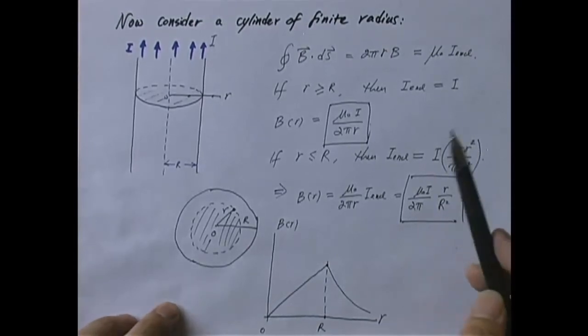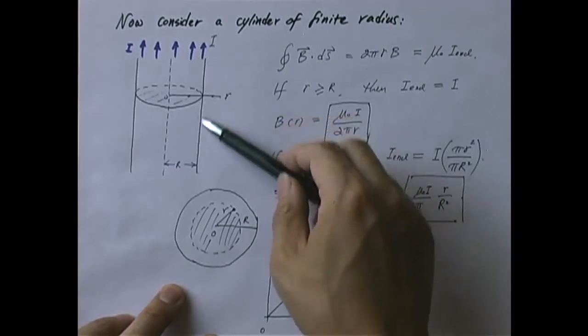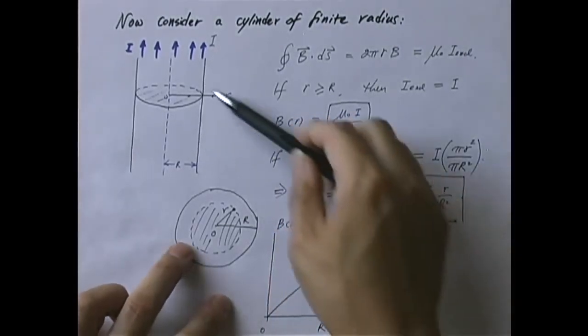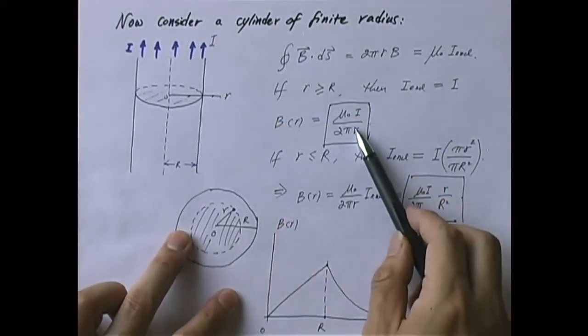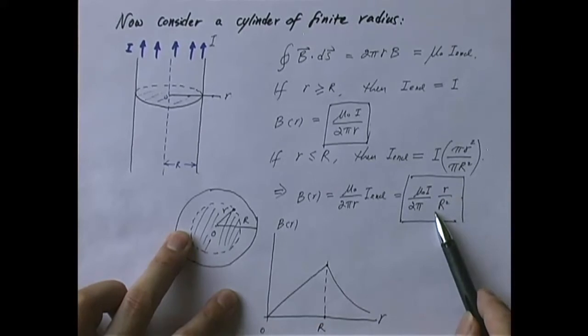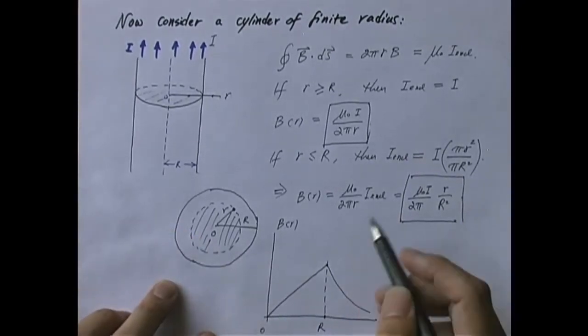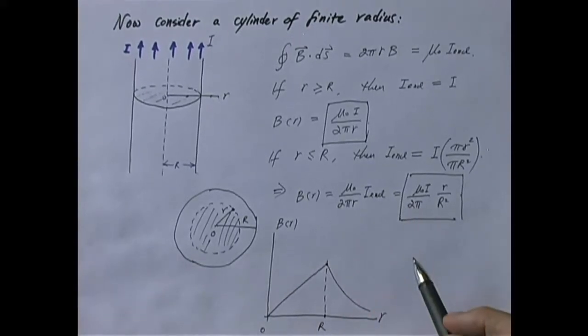And in fact, you can see here, when you replace small r with big R, that is, you're right on the surface, you have mu naught I over 2 pi big R, and here, let small r equal big R, you have mu naught I r over 2 pi big R squared. They're equal to each other, okay, there is no discontinuity. So that is an important example of the application of Ampere's law.